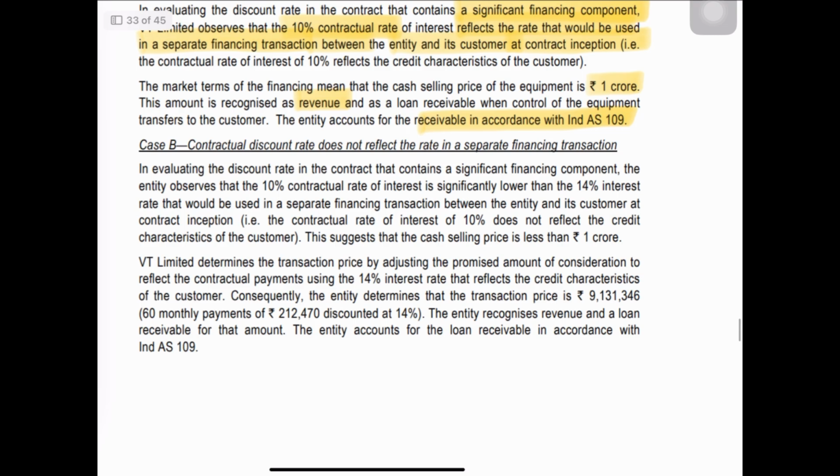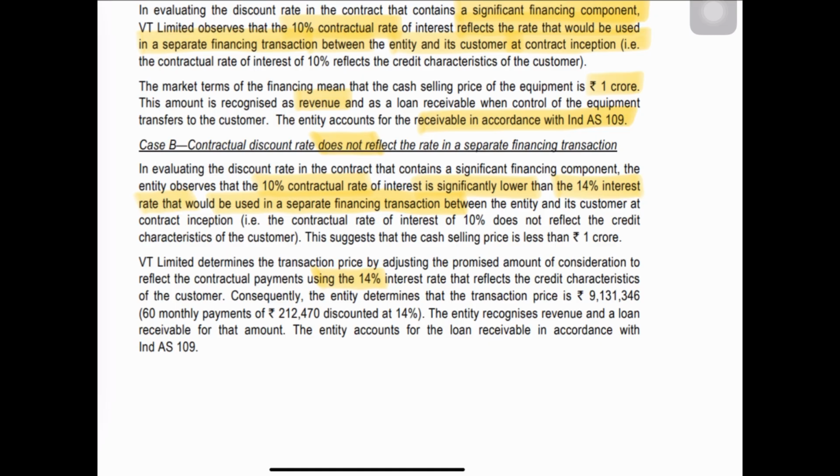Then case B, where the contractual discount rate does not reflect the rate in a separate financing transaction. Here, to evaluate the discount rate in the contract that contains a significant financing component, the entity observes that the 10% contractual rate of interest is significantly lower than the 14% interest rate that would be used in a separate financing transaction between the entity and its customer at contract inception. So VT Limited determines the transaction price by adjusting the promised amount of consideration to reflect the contractual payment using the 14% interest rate that reflects the credit characteristics of the customer.